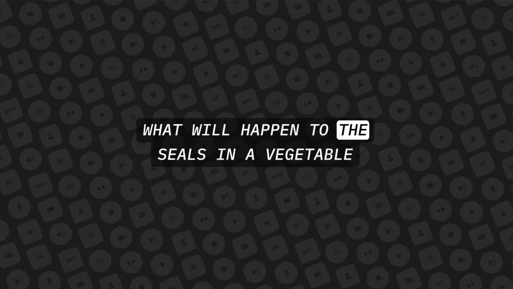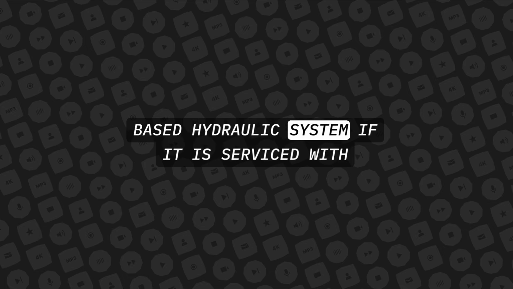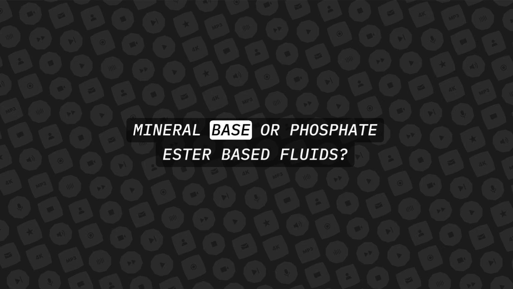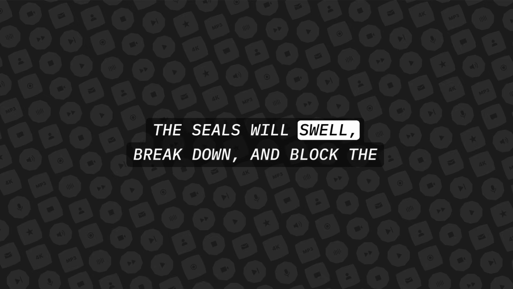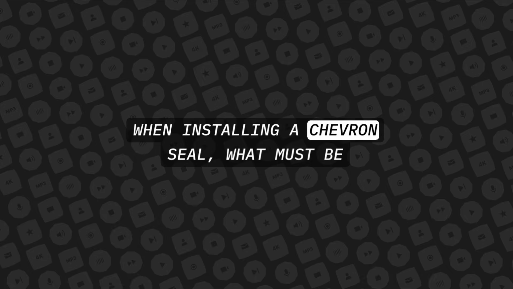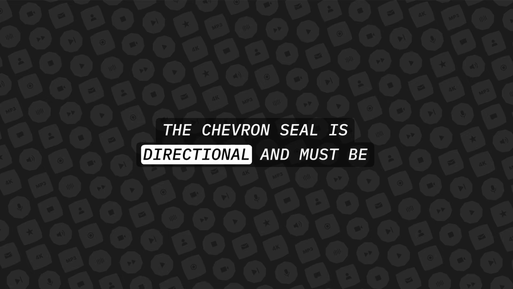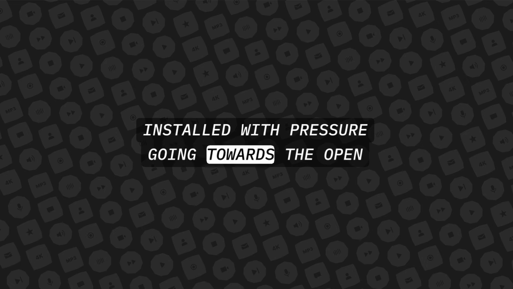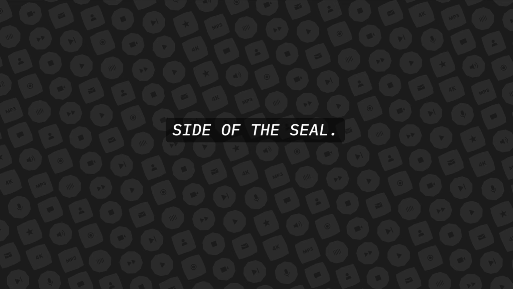What will happen to the seals in a vegetable-based hydraulic system if it is serviced with mineral-based or phosphate ester-based fluids? The seals will swell, break down, and block the system. When installing a chevron seal, what must be considered? A chevron seal is directional and must be installed with pressure going towards the open side of the seal.